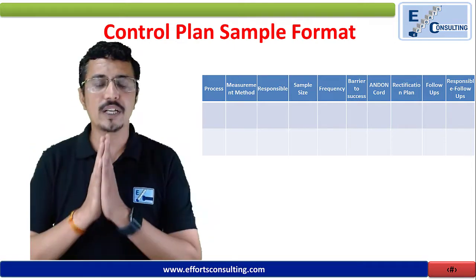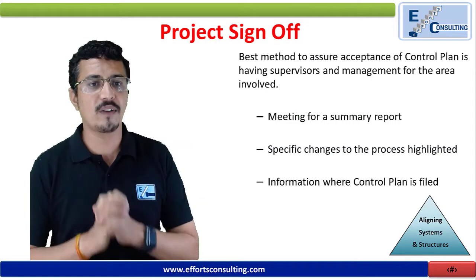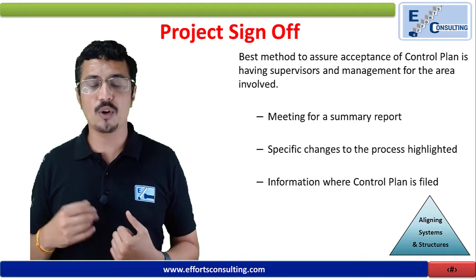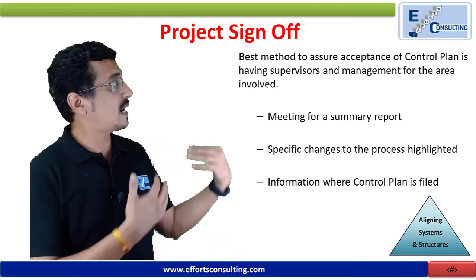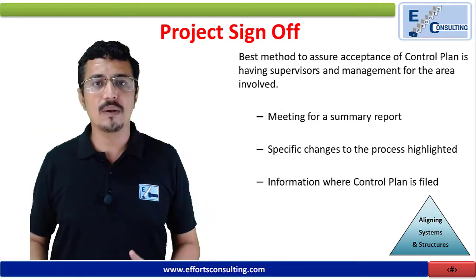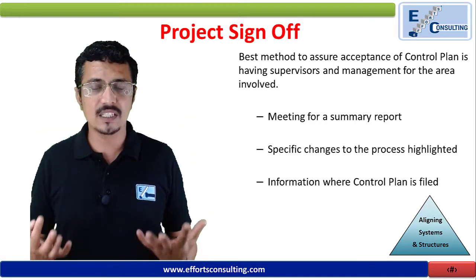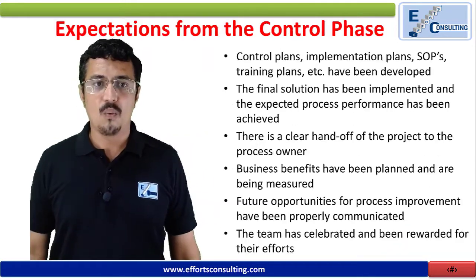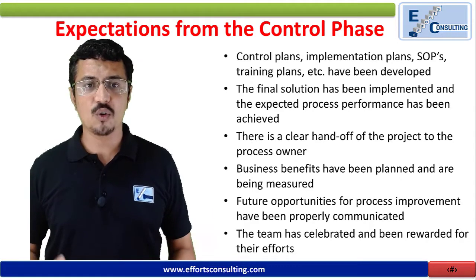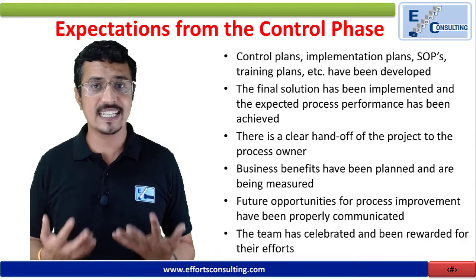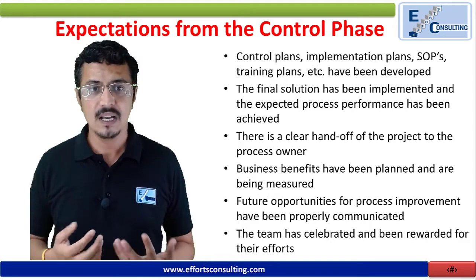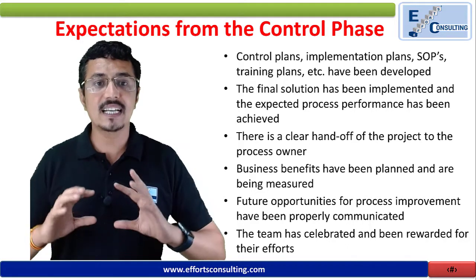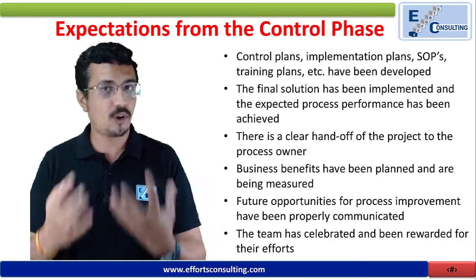The best method to assure acceptance of the control plan is having the supervisor and management for the area involved meet for a summary report, with special changes to the process highlighted, and information on where the control plan is filed, that you need to give to your supervisor, your manager or higher-ups to hand over your project or sign off your project. Now, what is the expectation from the control phase? Control plans, implementation plans, SOPs and training plans have been developed. The final solution has been implemented and the expected process performance has been achieved, and there is a clear handoff of the project to the process owner.